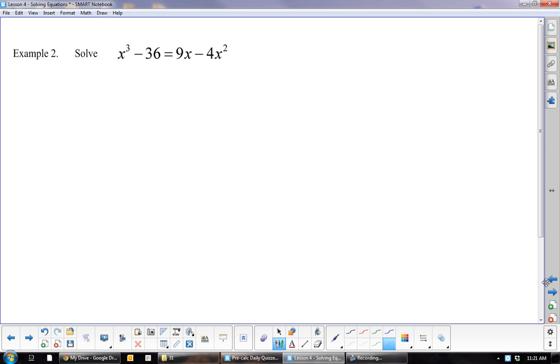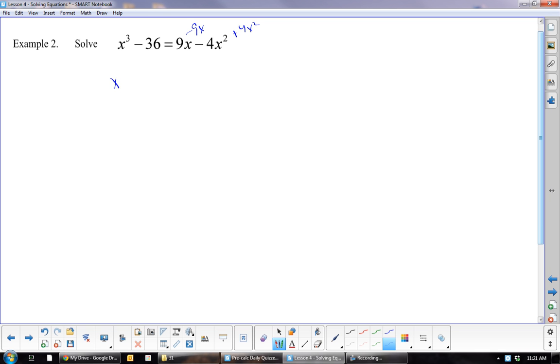Yeah, get it to equal 0. Okay? So you want a minus 9x and you want a plus 4x squared. And it's nice to put it in order of degree. It just looks nicer. So you get x cubed plus 4x squared minus 9x minus 36 equals 0. See, when you make it equal 0, those are your answers. Those are actually your x-intercepts. Because x-intercepts are the answers in graphing, okay? That's how you can solve it, by graphing.